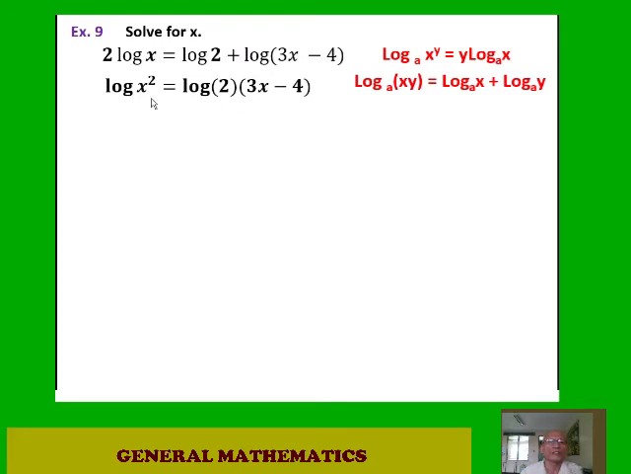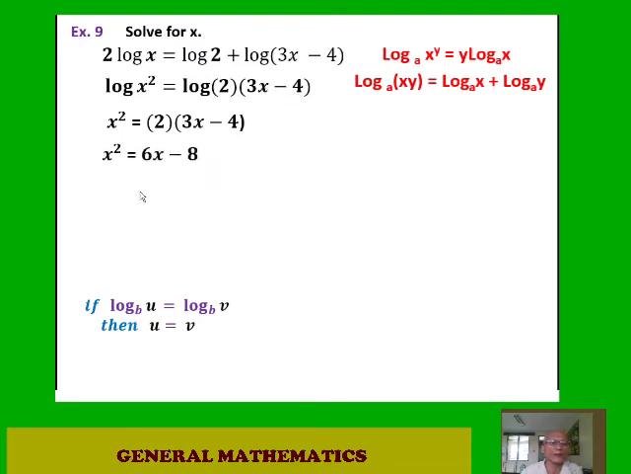Then simplify first. 2 times 3x minus 4. By the 1-to-1 property, we can eliminate log by using this 1-to-1 property. They have the same base, so we can equate x squared equals 2 times 3x minus 4. Then simplify, then solve the equation, transfer this term to the left, becomes negative, this negative, it becomes positive.